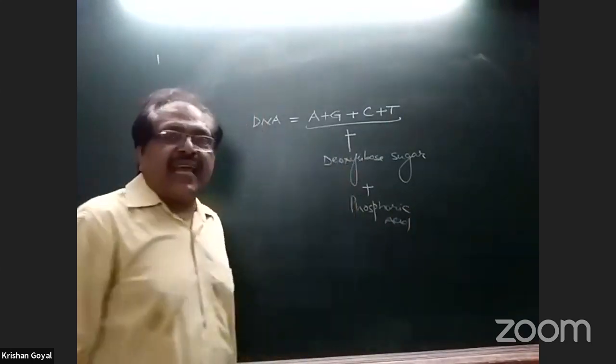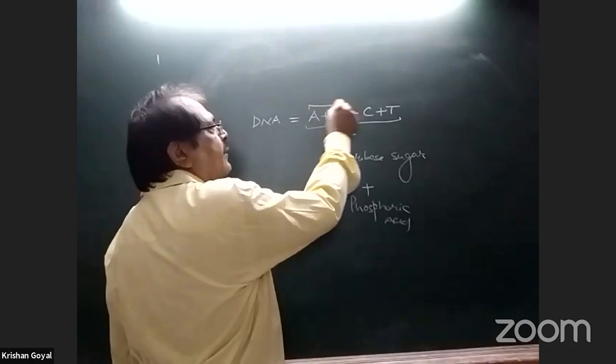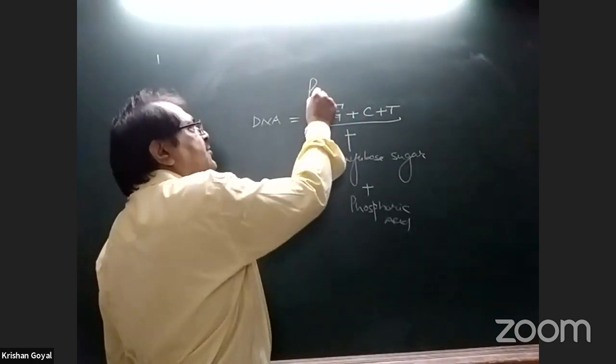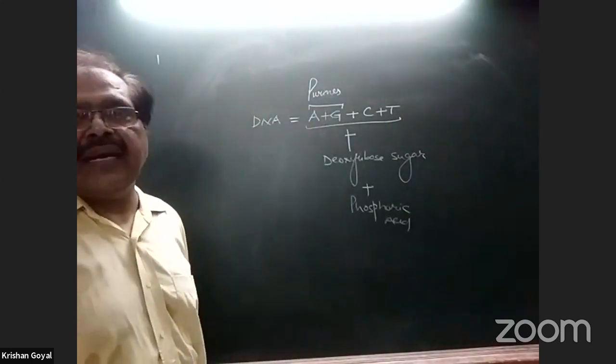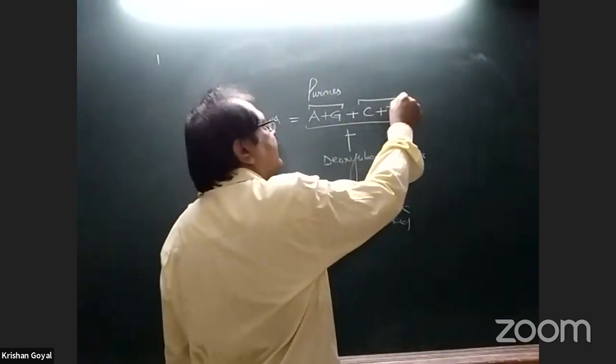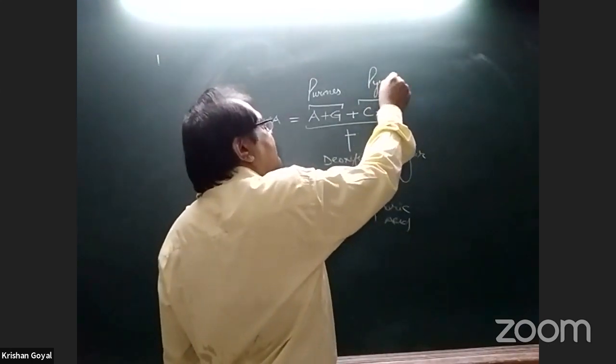One question is lying over here, that's why I'm spending time. Adenine and guanine, they are purines. And cytosine and thymine, they are pyrimidines.